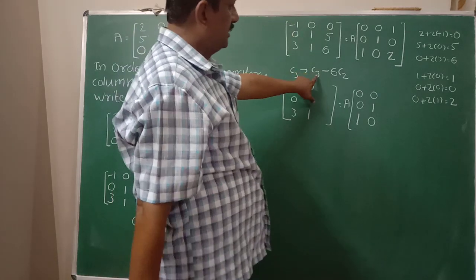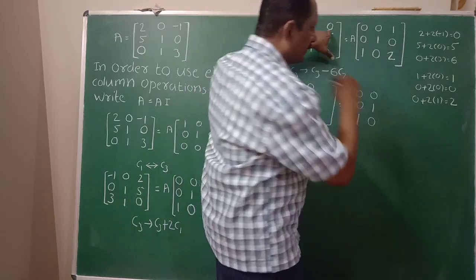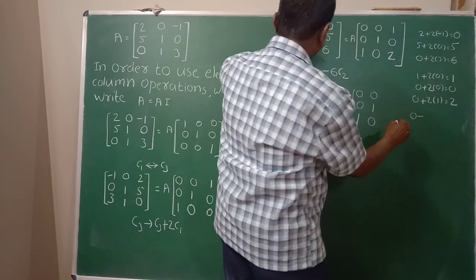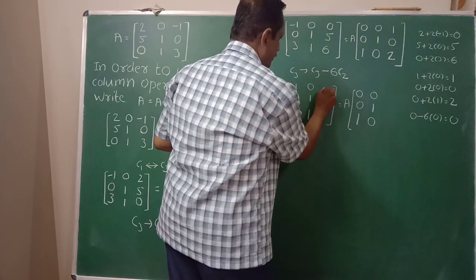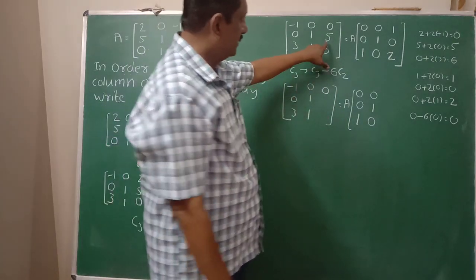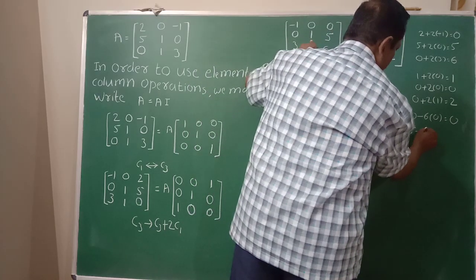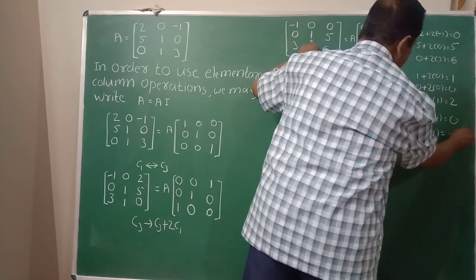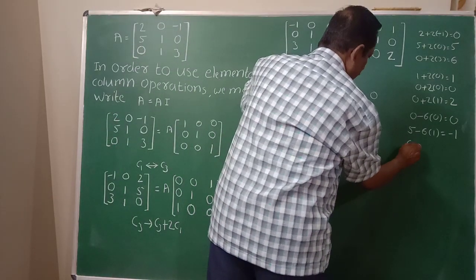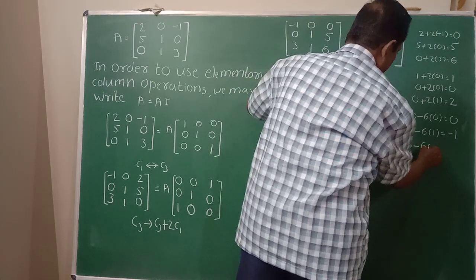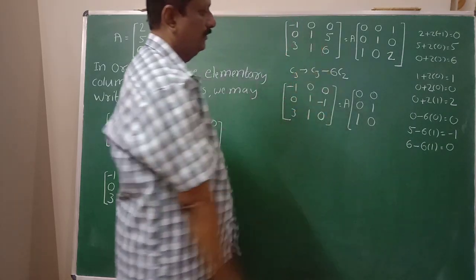Okay. So C3 minus 6 into C2. Therefore, take care, this element 0. So 0 minus 6 into 0. 6 into 0 gives us 0. So right here 0. Okay. Then write 5. 5 minus 6 into 1. Minus 6 into 1 is minus 1 here. So right here minus 1. Then 6 minus 6 into 1 here is equal to 0. So right here 0. Okay, this becomes 0.